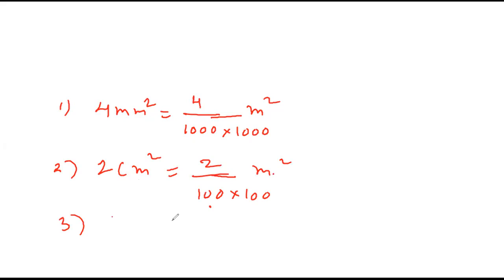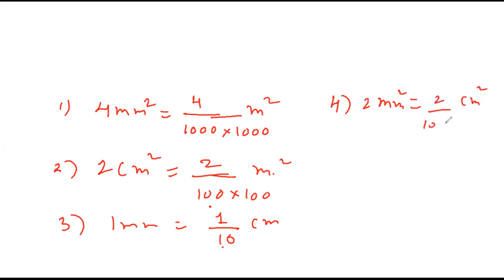1 millimeter is how many centimeter? 1 upon 10. 1 upon 10. 2 millimeter square, how to write in centimeter square? 2 upon 10 into 10. So square means the same divisor 2 times. Now follow? Yes, sir. Right. Write all these conversion factors.